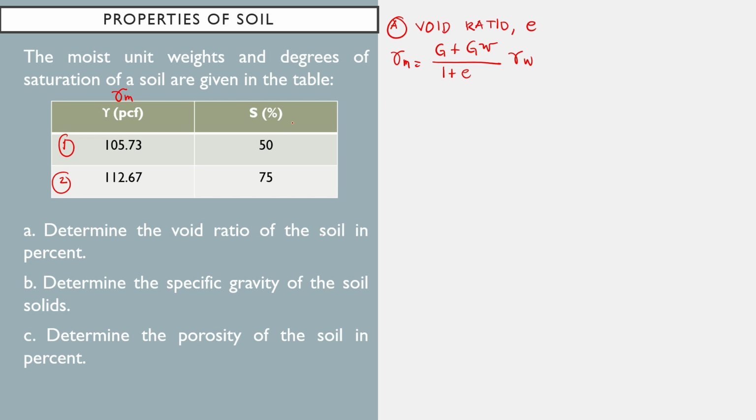Ngayon, since binigay yung degree of saturation natin, pwede natin gamitin yung formula ng degree of saturation, yung GwS equals eS. Diba? So, para magkaroon tayo ng relationship sa moist unit weight and then degree of saturation, pwede natin gamitin yung GwS. Yung specific gravity times the water content is equal lang siya sa void ratio times the degree of saturation. So, pwede nating isalpak dito. Pwede nating substitute yan. So, yung magiging formula natin na gagamitin, ayan.